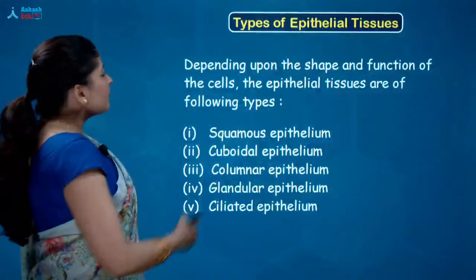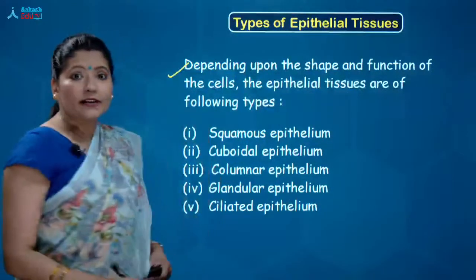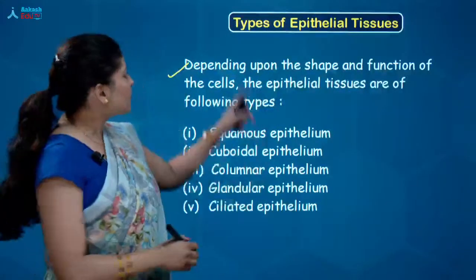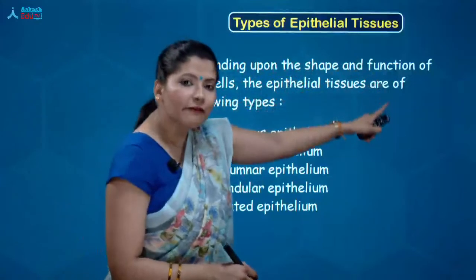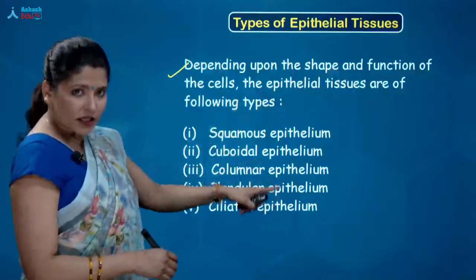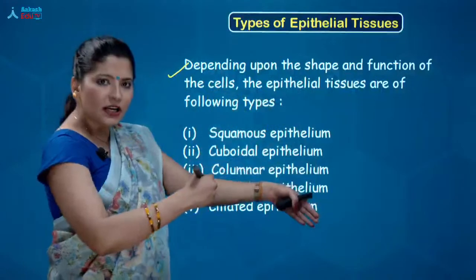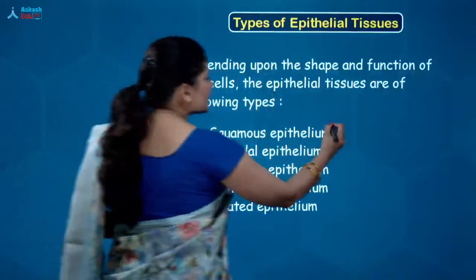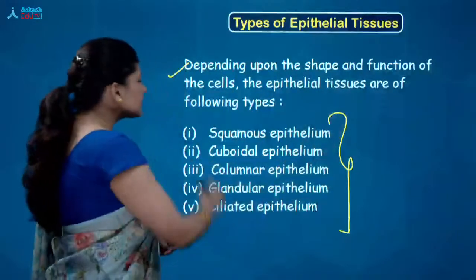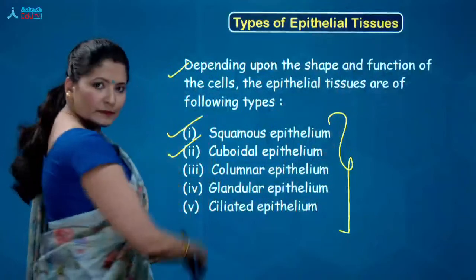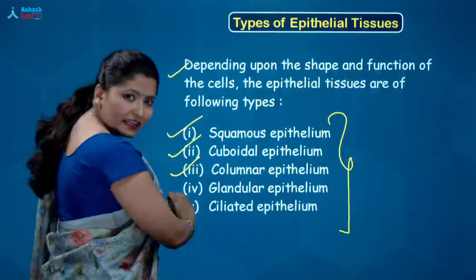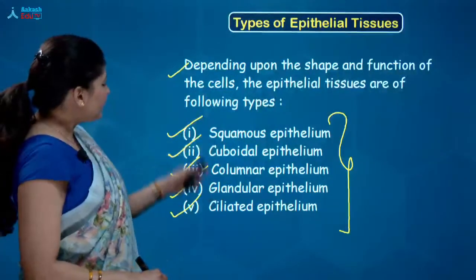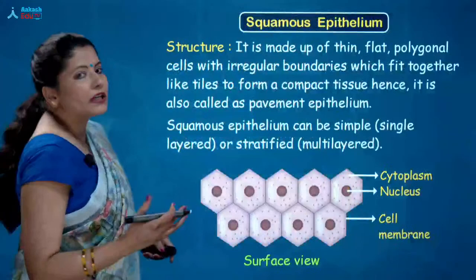Depending upon the shape and functions of these cells. So alright, these epithelial tissue, they are further of different types. On the basis of what? On the basis of their shape, on the basis of their function, on the basis of their location. है ना? कौन कहाँ present है, क्या function कर रहा है और कैसी उसकी shape है. On the basis of that, जो हमारे epithelial tissues है, they are further of different types. That is squamous epithelium, cuboidal epithelium, columnar epithelium, glandular epithelium, and ciliated epithelium. So these are the further categorization of epithelial tissue.